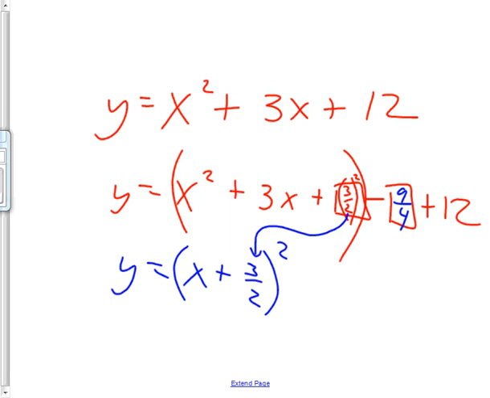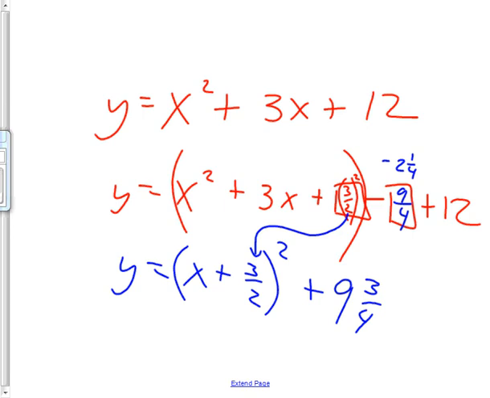Then, last thing I got to add is, let's see, 9/4 is really 2 1/4. So if I have a negative 2 1/4 and a positive 12, it's sort of like 10 minus 1/4, which would be 9 3/4. 9 3/4, yes.